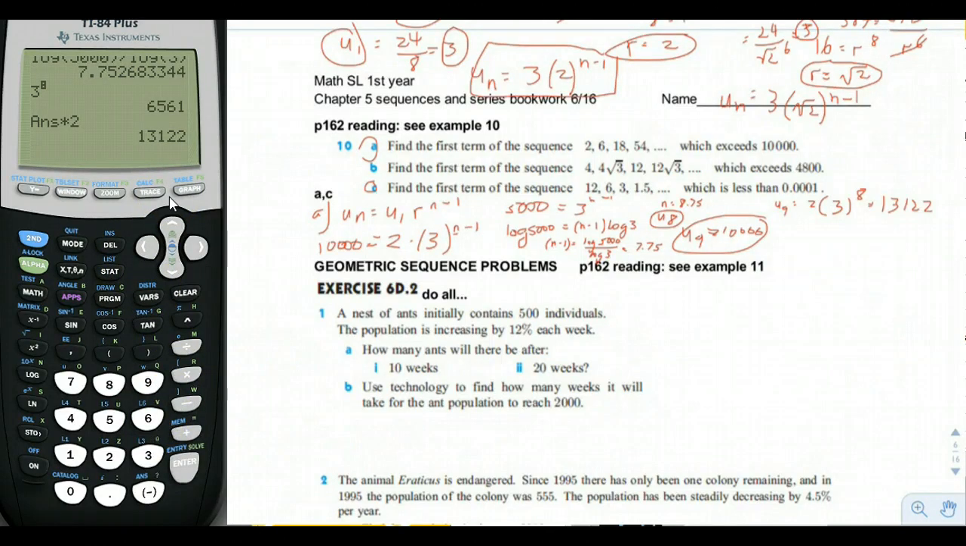What about C? Find the first term of the sequence 12, 6, 3, 1.5, which is less than 0.001. Let's use the method of just multiplication. So what are we doing every time here? We're multiplying by 0.5, right? So we could go 12, and then we could do times 0.5.